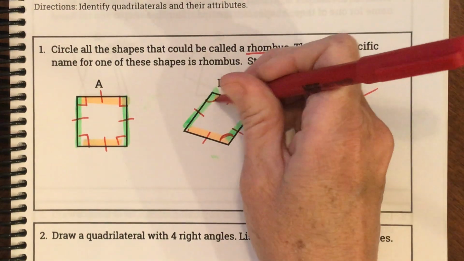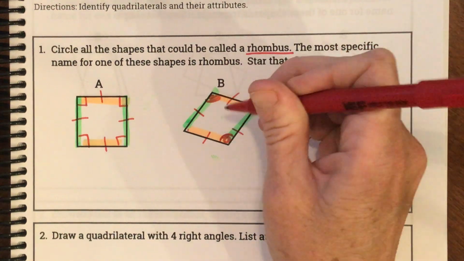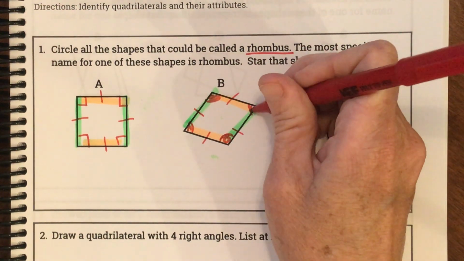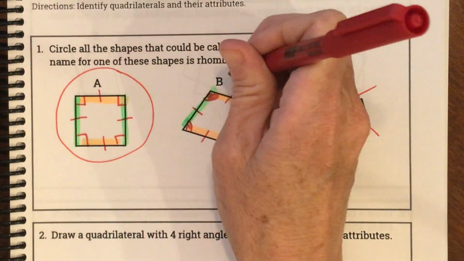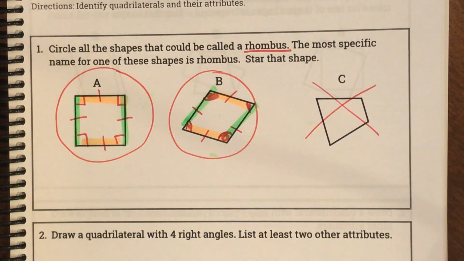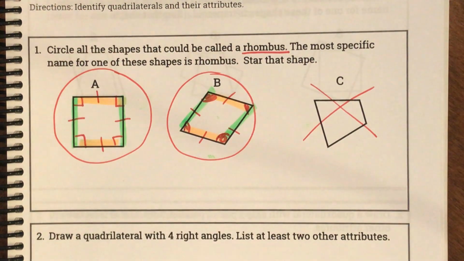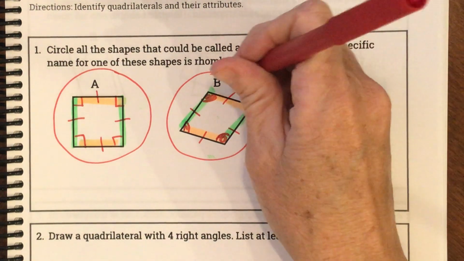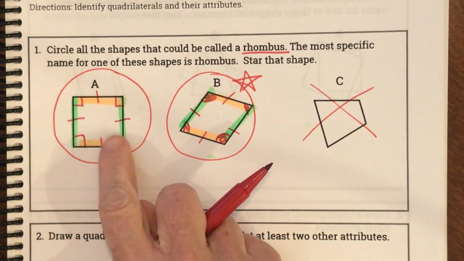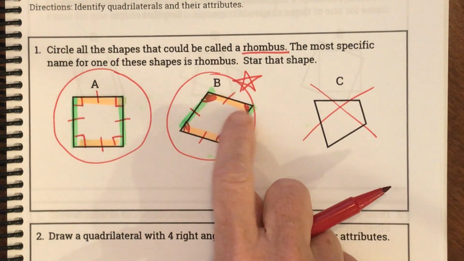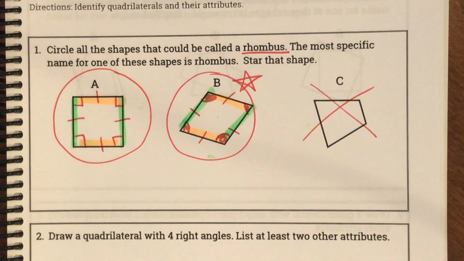This angle is equal to that, it looks like, and this one looks equal to that. So I think both of these could be called a rhombus. But then it says the most specific name for one of these shapes is a rhombus. Star that shape. Well, I'm going to say it's this one, because the most specific name for it would be a square. That's the better name for it. So this would be called a rhombus.